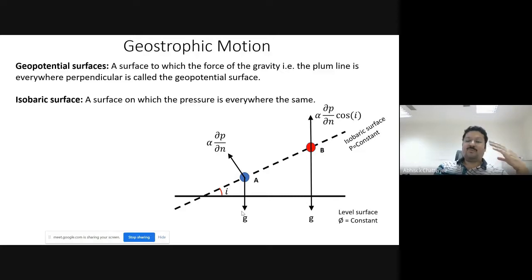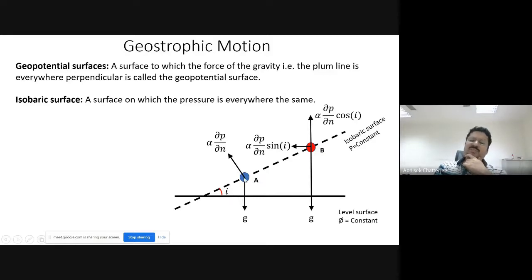So we have to basically do a vector decomposition of this to see which part balances G. So my pressure gradient vector is now segregated into a vector which is parallel to G and a vector perpendicular to G. Now this will be alpha del P del N cos I, the same I here, and this will be sin I. Why does it happen? This angle is I, right?